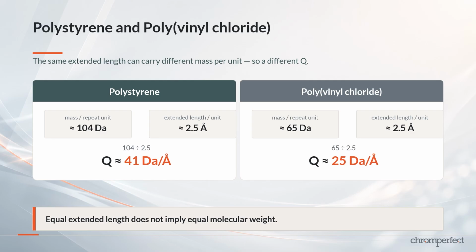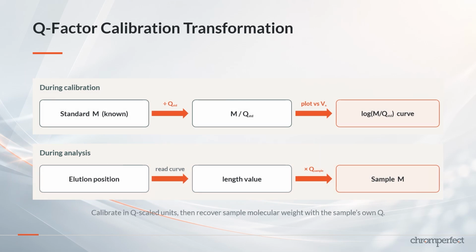A vinyl chloride monomer has a molecular weight of approximately 65 and contributes a similar length. Its Q-factor is therefore approximately 25 Daltons per angstrom. For equal fully extended molecular lengths, polyvinyl chloride has a lower molecular weight than polystyrene. If molecules with equal length elute at equal positions, the calibration curve for polyvinyl chloride should lie below that for polystyrene. To create a calibration based on molecular length, the molecular weight of each standard is divided by the Q-factor for the standard polymer.